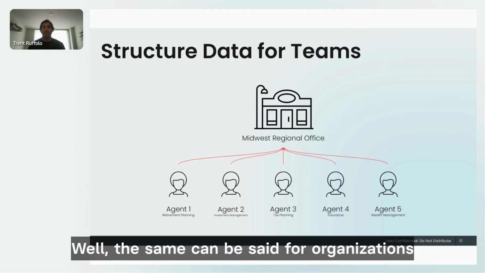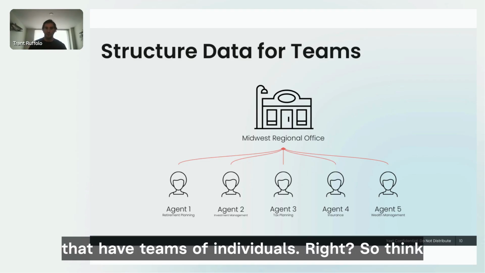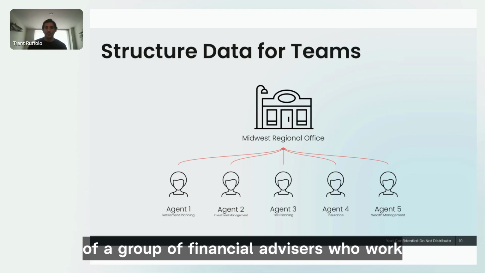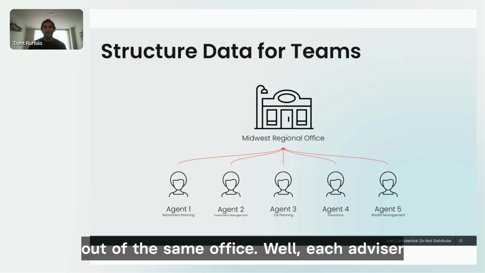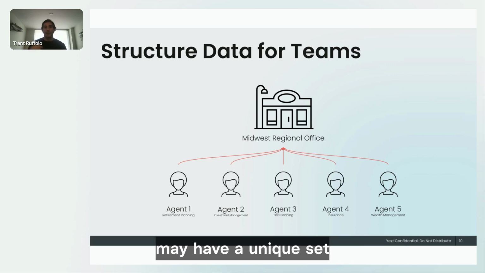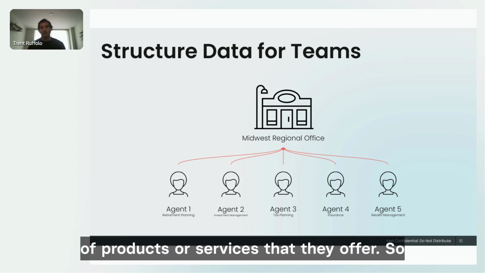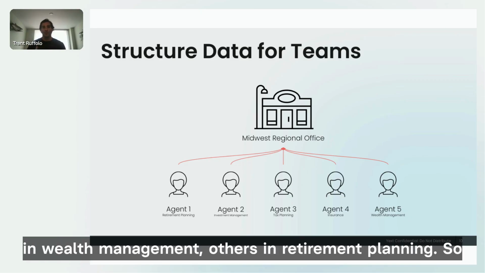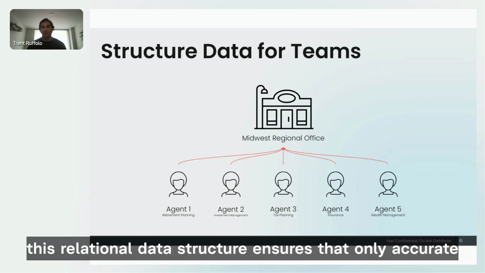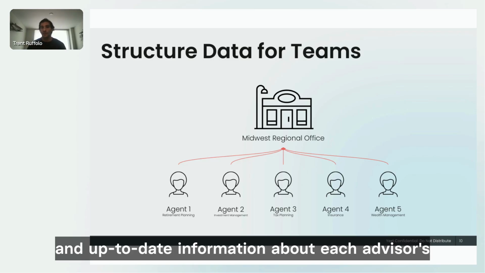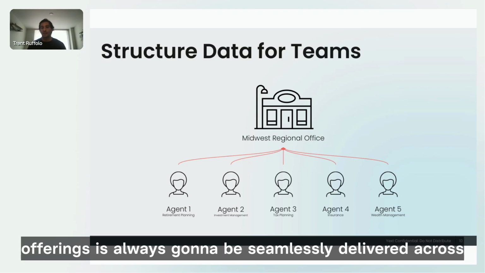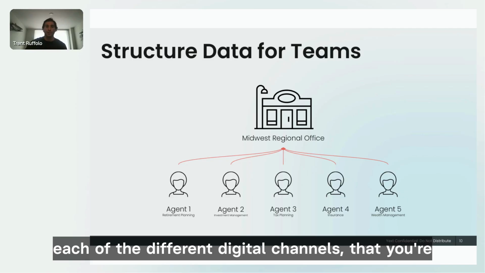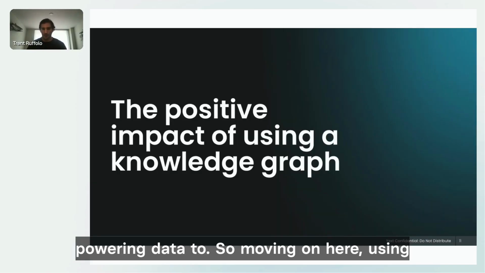The same can be said for organizations that have teams of individuals. Think of a group of financial advisors who work out of the same office. Each advisor may have a unique set of products or services that they offer. For example, one may specialize in insurance, one in wealth management, others in retirement planning. So this relational data structure ensures that only accurate and up-to-date information about each advisor's offerings is always going to be seamlessly delivered across each of the different digital channels that you're powering data to.